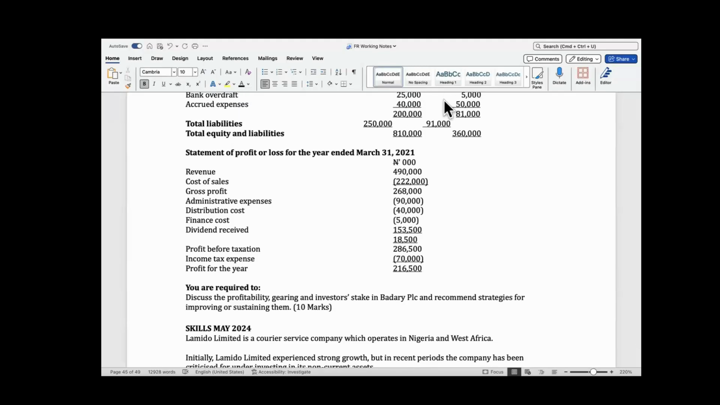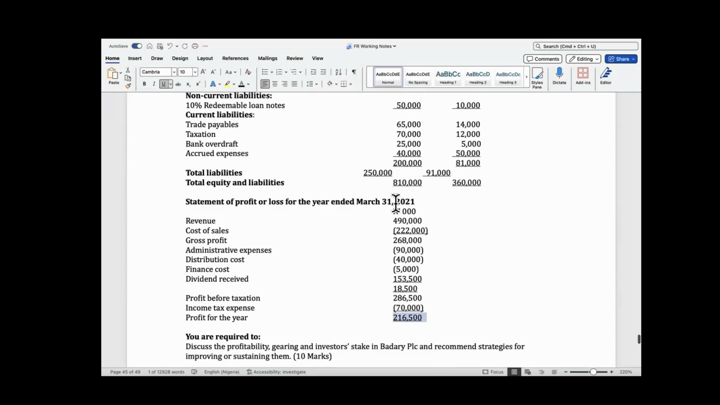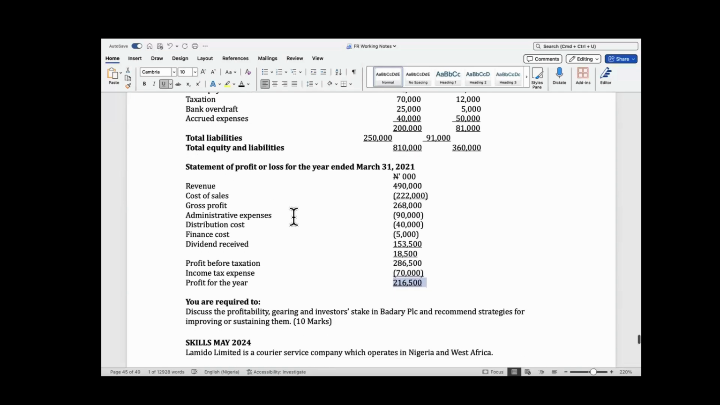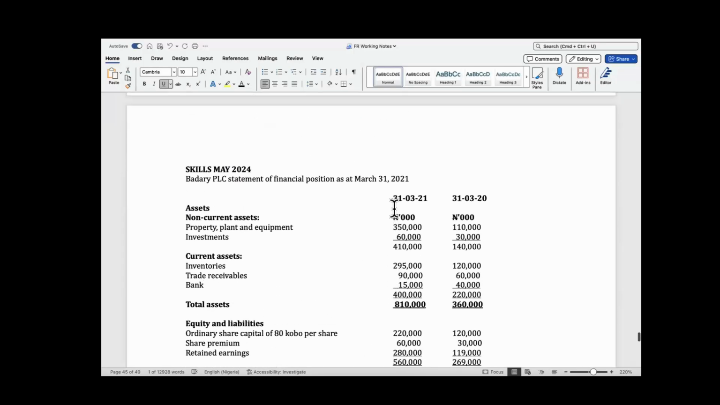So for this one, the examiner was very straightforward. He just said you should discuss profitability, gearing, and investor stake. To discuss profitability, you cannot just be talking about profits, that the company made a profit of this. That will not account to so much. And knowing fully well that they give you just 1 year statement of profit or loss, you would really need to compute some key ratios. You can compute two or three ratios, because they didn't give you anything to compare with.